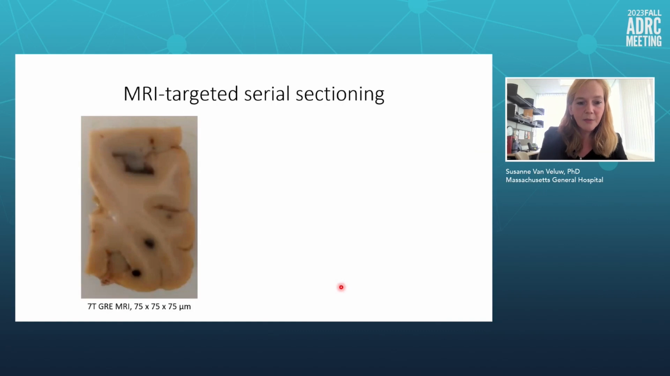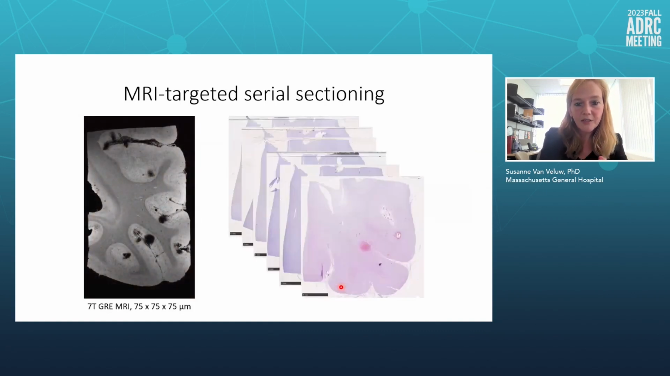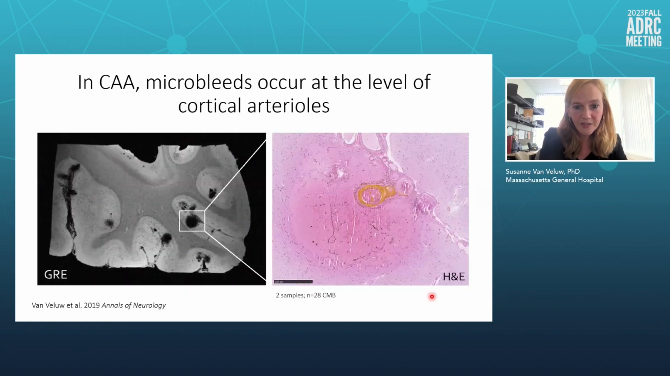So using a little bit more targeted approach, with high resolution ex vivo MRI and targeted serial sectioning, what we've aimed to do in our lab is try to find these microbleeds and then really look at the vessels associated with these lesions, and see what we can learn from the pathology that has potentially led to these vessels to rupture. So sectioning through these lesions, we're able to identify those individual culprit vessels, and then we can follow that up with histopathology to learn from what might have happened in those cases.